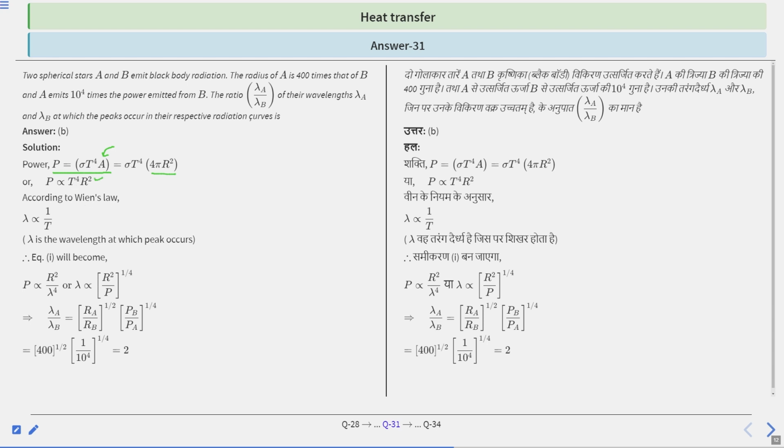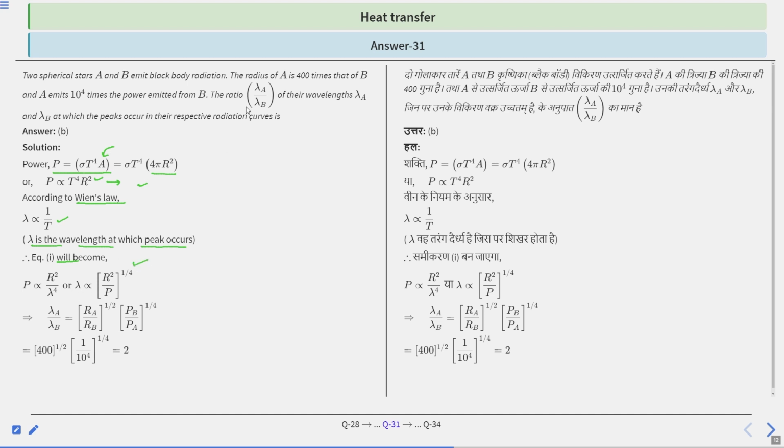So according to Wien's law, which states that lambda is inversely proportional to T. Clear? Lambda is the wavelength at which the peak occurs. From equation first, this is equation first. So P is directly proportional to r square divided by lambda raised to the power 4, or we can say lambda is directly proportional to r square divided by P, whole power 1 by 4.